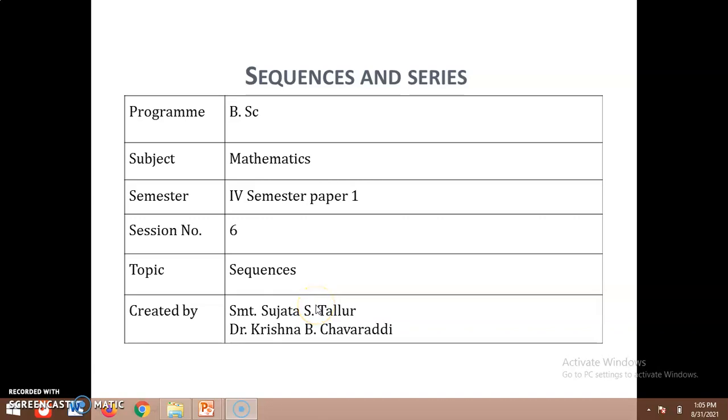I'll discuss Cauchy's theorems on limits: Cauchy's first theorem and second theorem on limits. So this is the syllabus of Karnataka University BSc 4th semester paper 1, the sequences and series paper.